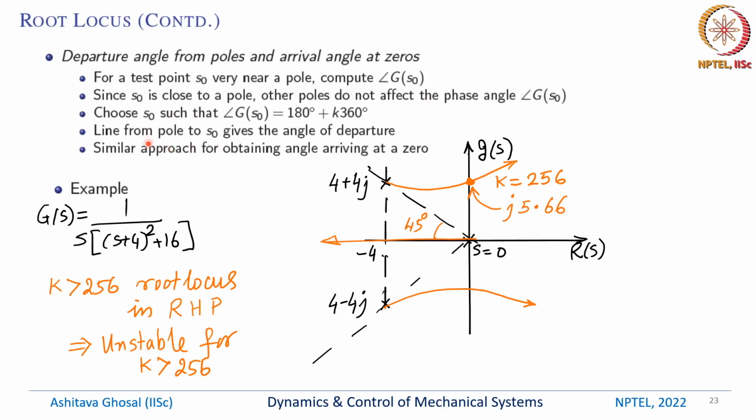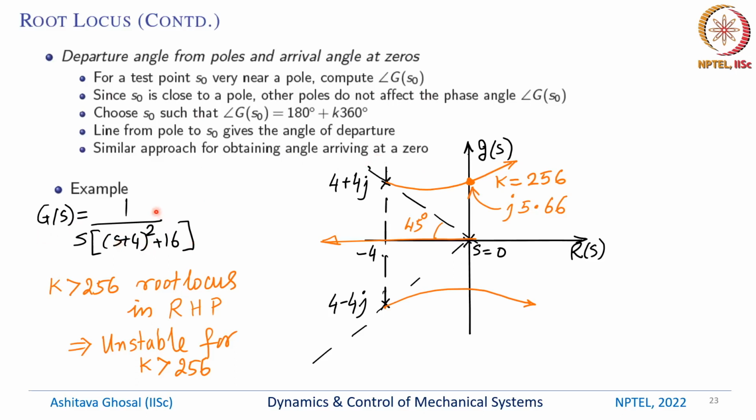Okay. So let us pick a test point S0 very near to a pole, and we compute the angle at the test point. Since S0 is close to a pole, other poles do not affect this phase angle. So we choose S0 such that the angle at S0 is 180 degrees plus k times 360. The line from the pole to S0 gives the angle of departure. A similar approach can be used for obtaining the angle of arrival at a zero.